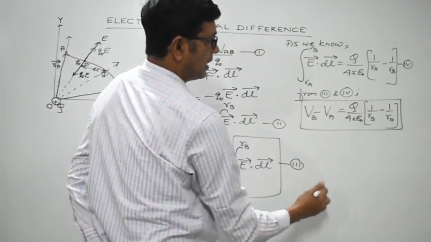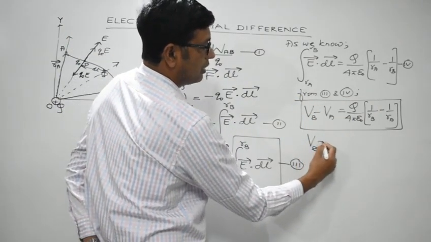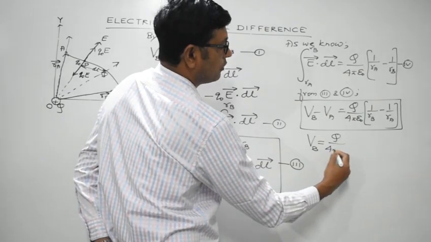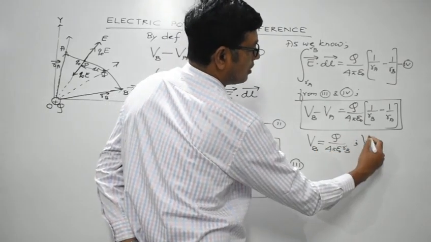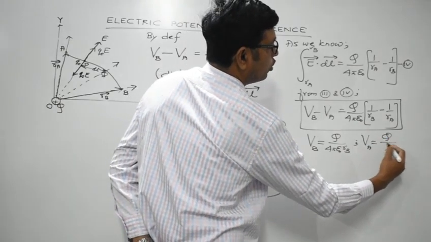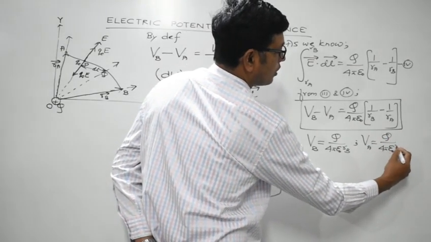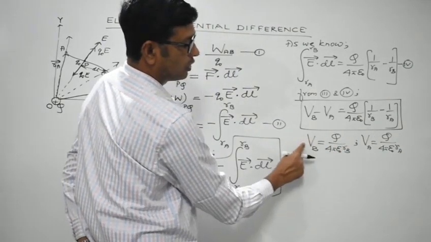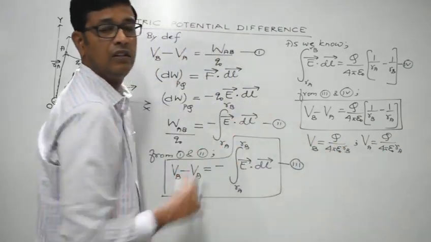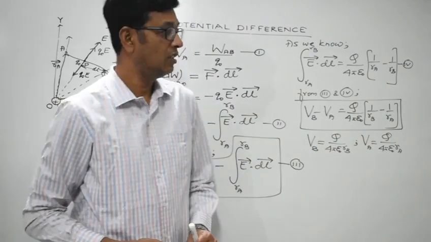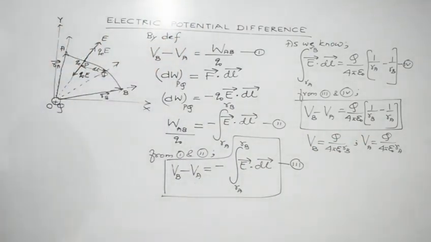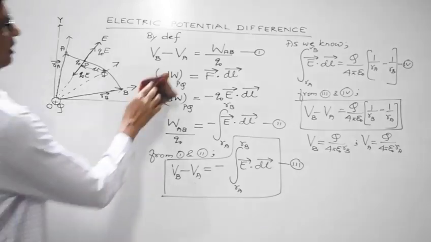And if you further expand it, the potential at point B will be given by Q over 4 pi epsilon RB, while the potential at point A is given by Q over 4 pi epsilon RA. These are the expressions for the potential at point A and point B respectively. We will derive it in a separate section as well. Now let's discuss the SI unit of potential difference.